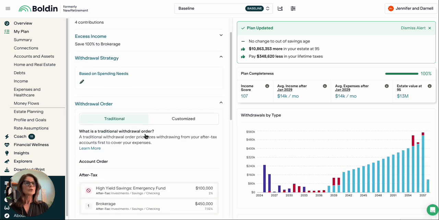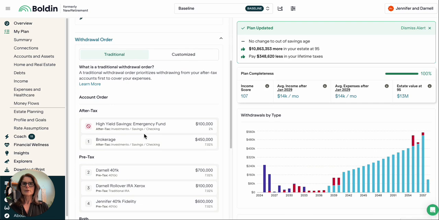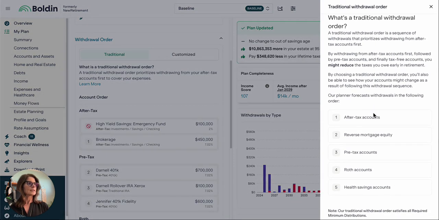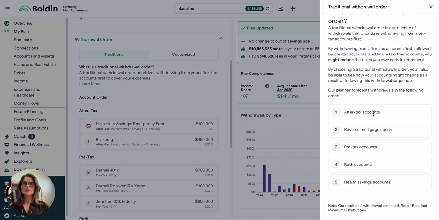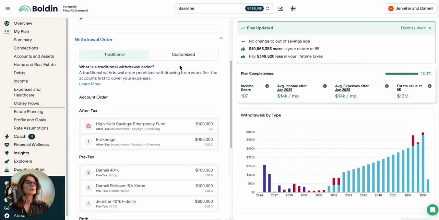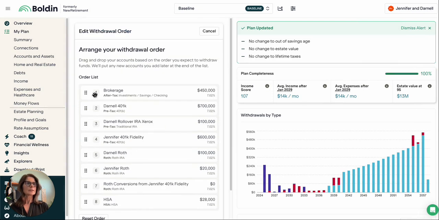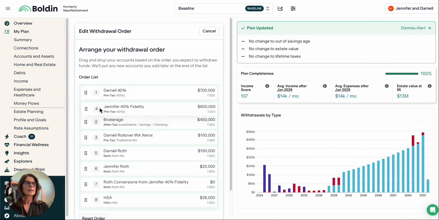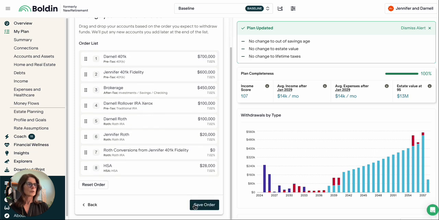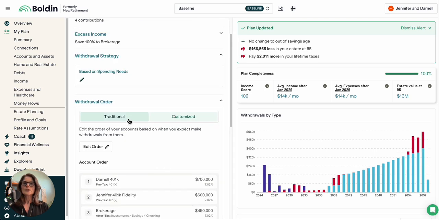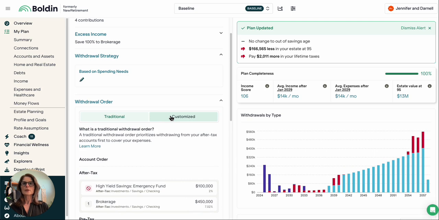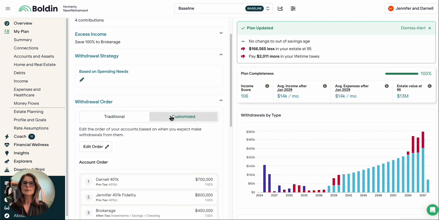There are also 2 withdrawal orders available in the planner. Traditional withdrawal order will start with after-tax accounts and move on in the order seen here. You may use the customized withdrawal strategy to better manage tax brackets by dragging and dropping the accounts into your preferred order. With each of these strategies, the planner will take withdrawals from one account until it's depleted and then move on to the next.